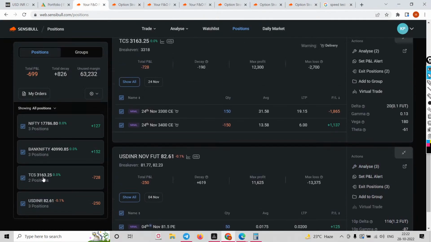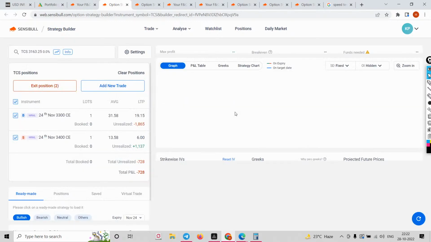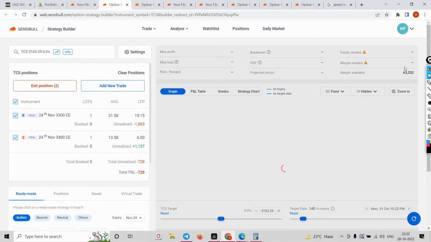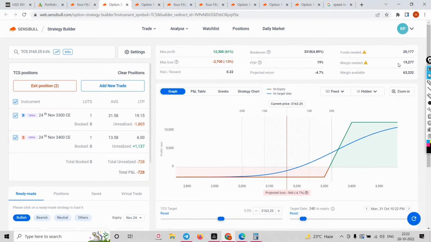My TCS. Okay, this is my TCS. I don't need any adjustment until the next 30 days. Let me show you my TCS, and you check the budget, capital requirement and everything. What is the capital requirement? Yeah, let me show you. It is slowly loading. Capital requirement is only 19,000. You have to deploy one call debit spread. Check the potential profit. You have 61% scope, but don't look at the 61. Your loss is only 2,700. With 20,000 you can deploy this trade.